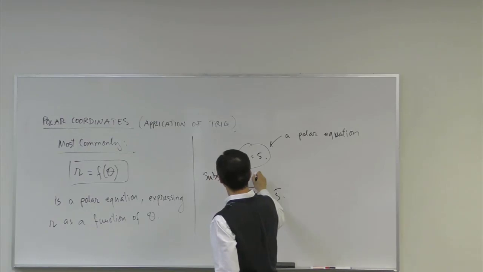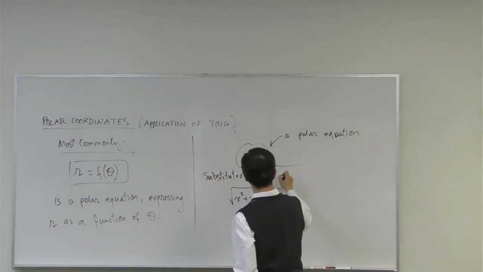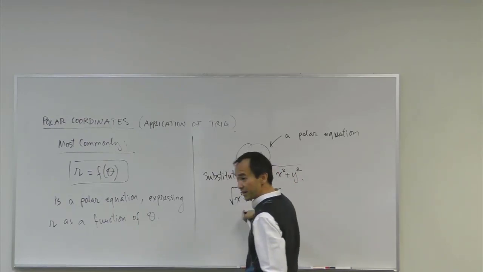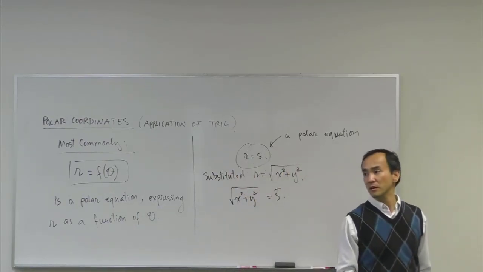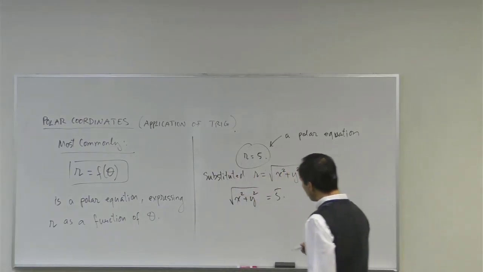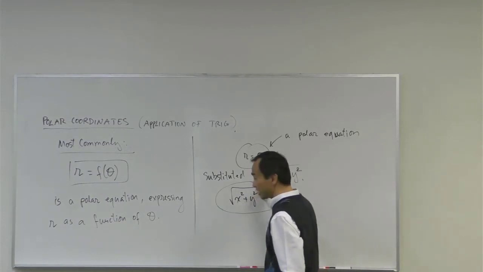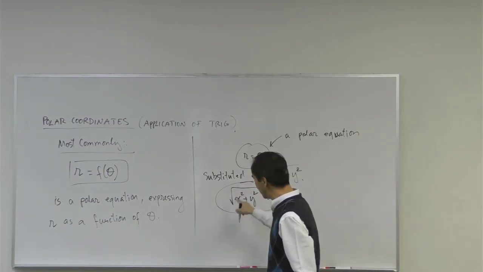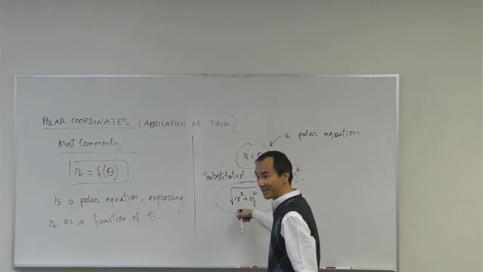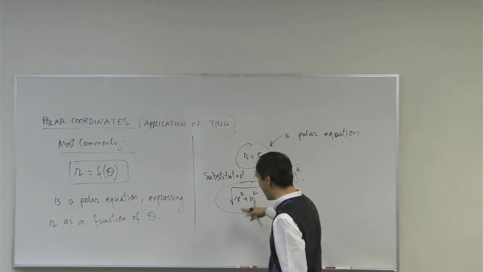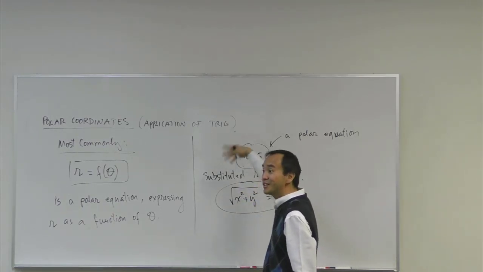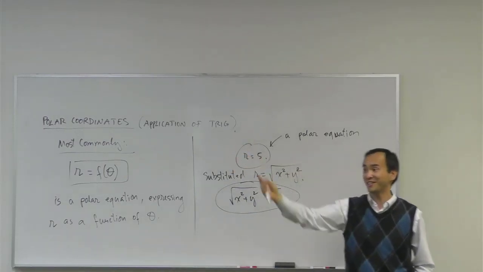Substituted r equals the square root of x squared plus y squared, and that's how I ended up with that. But look at this final equation right here. It's still an equation, right? But now it's only relating x and y, and the r and theta completely disappear. It's completely gone right there. See what I'm saying?